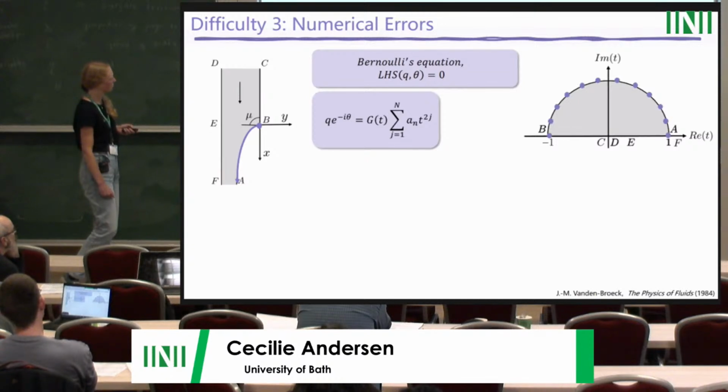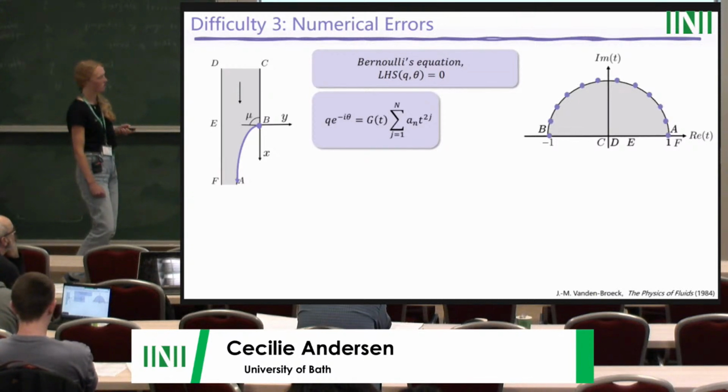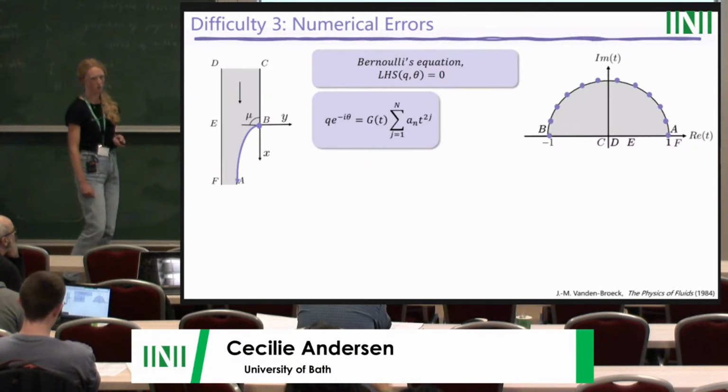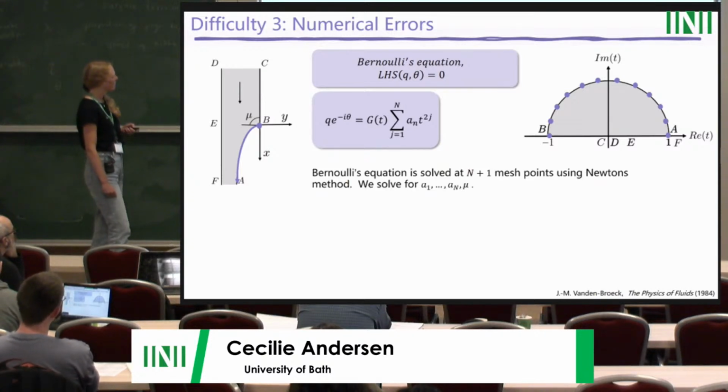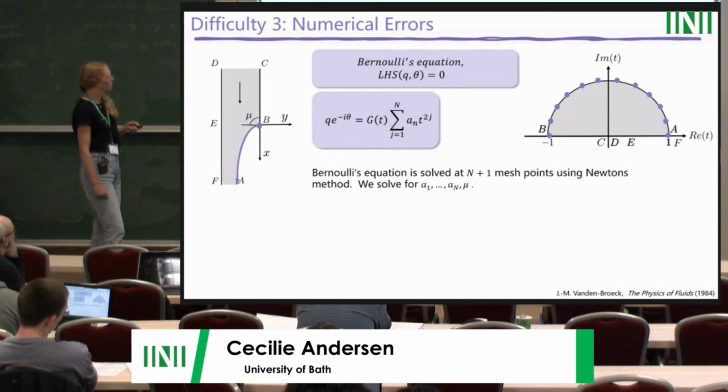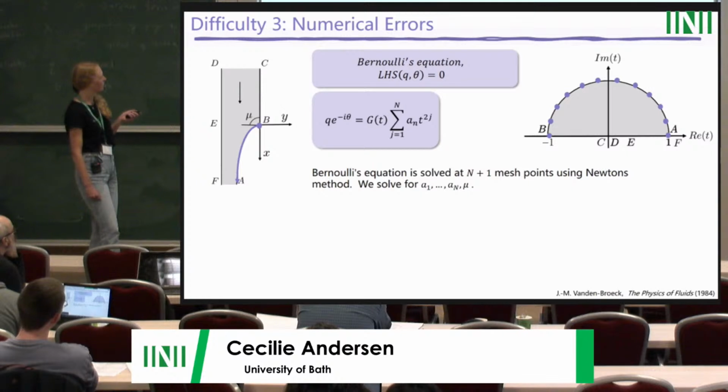So the method goes as follows. We divide our free surface into a number of mesh points. And then at each of the mesh points, we solve Bernoulli's equation with this substituted in. And we're solving n+1 equations with n+1 unknowns. We can use Newton's method. And the n+1 unknowns are the n coefficients, and mu being the angle at the stagnation point.